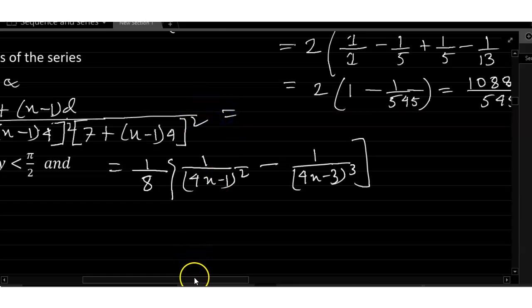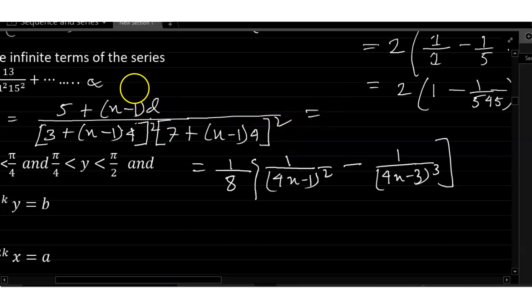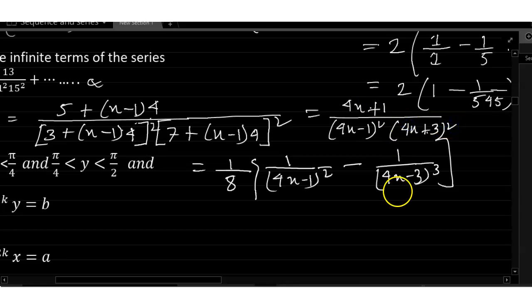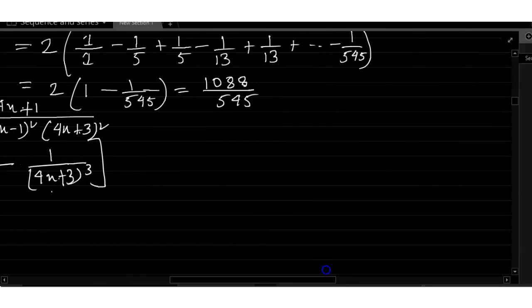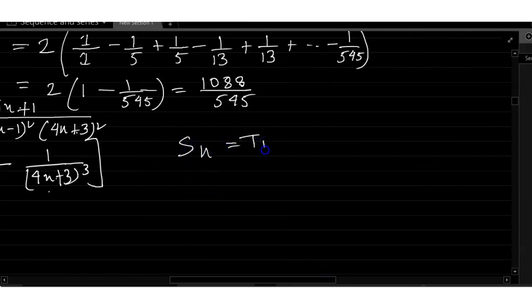Because this portion can be written after simplifying: 5 into 4, d is here 4. So it can be written 4n plus 1 divided by (4n minus 1) whole square into (4n plus 3) whole square. So Sn equals T1 plus T2 plus T3 up to Tn.